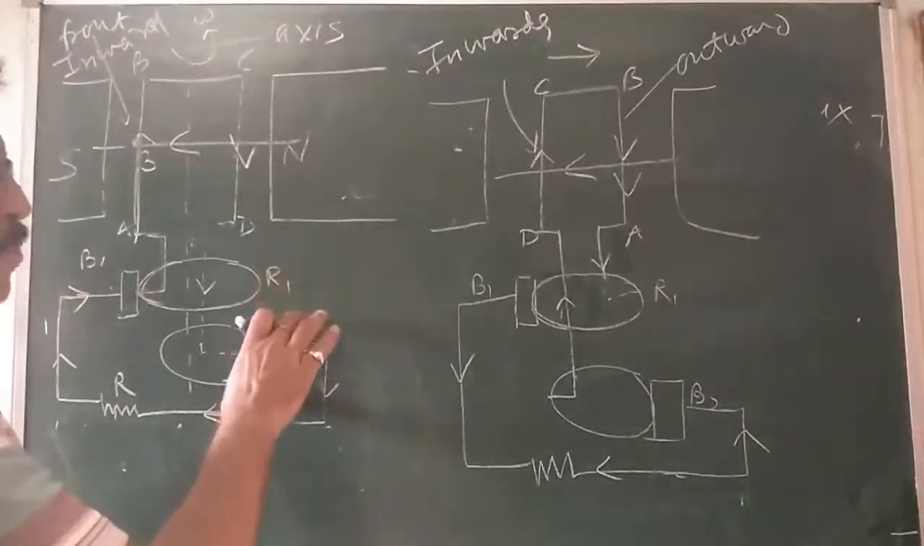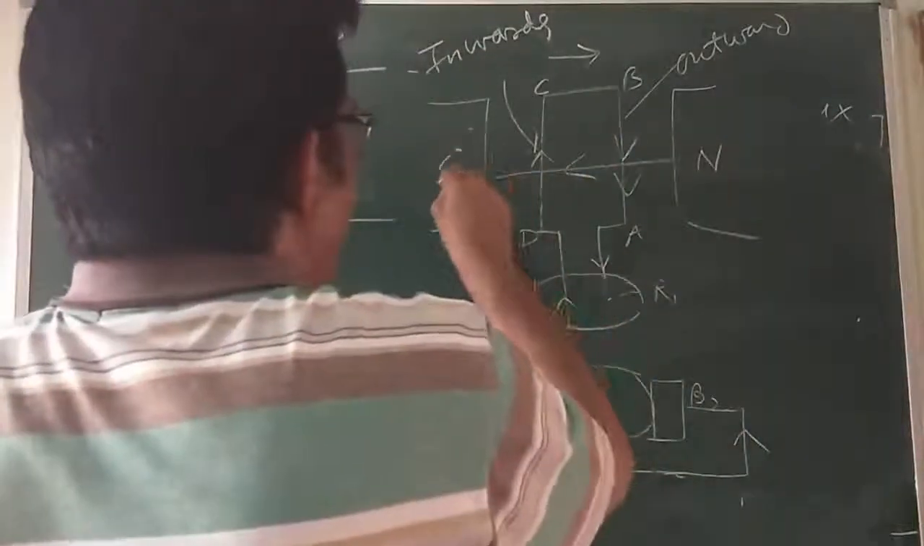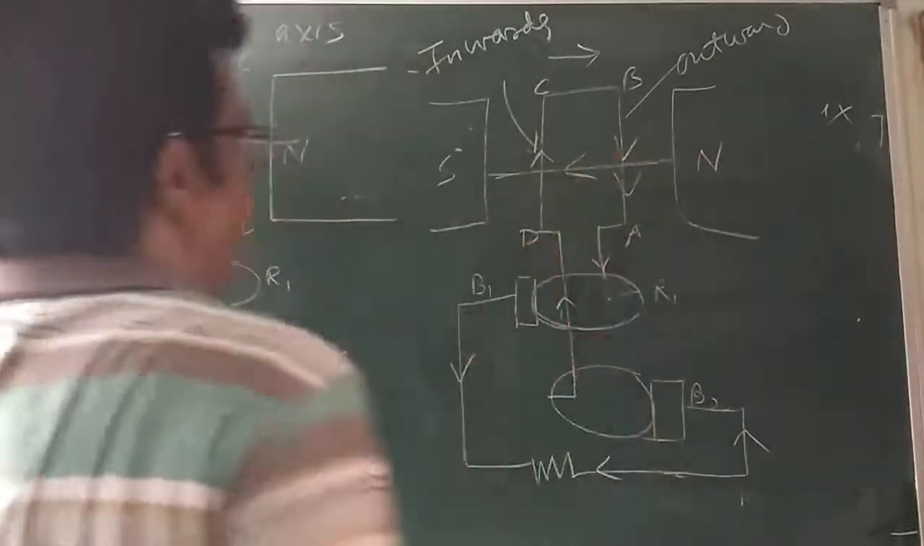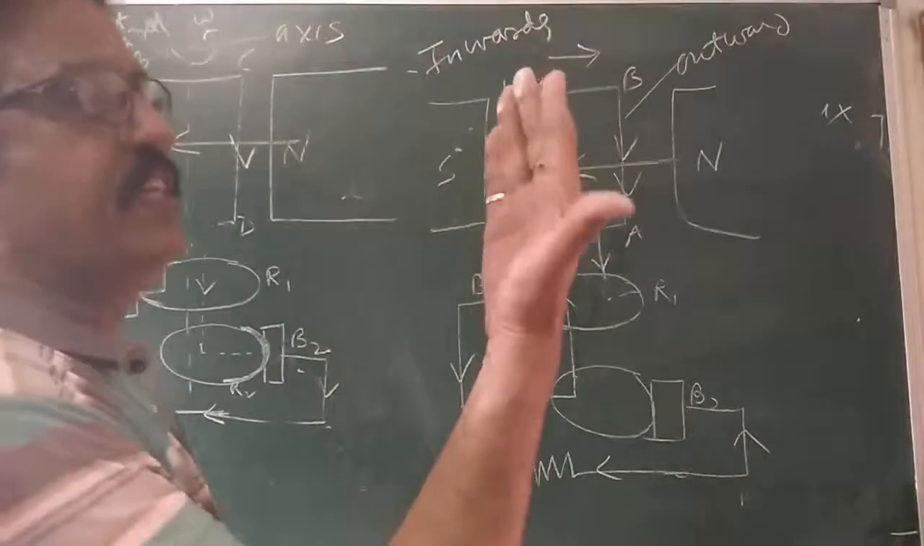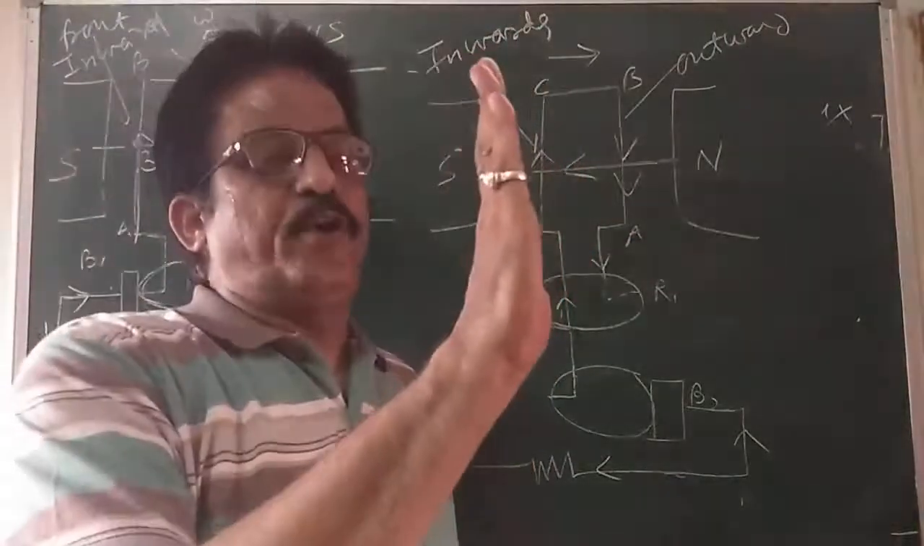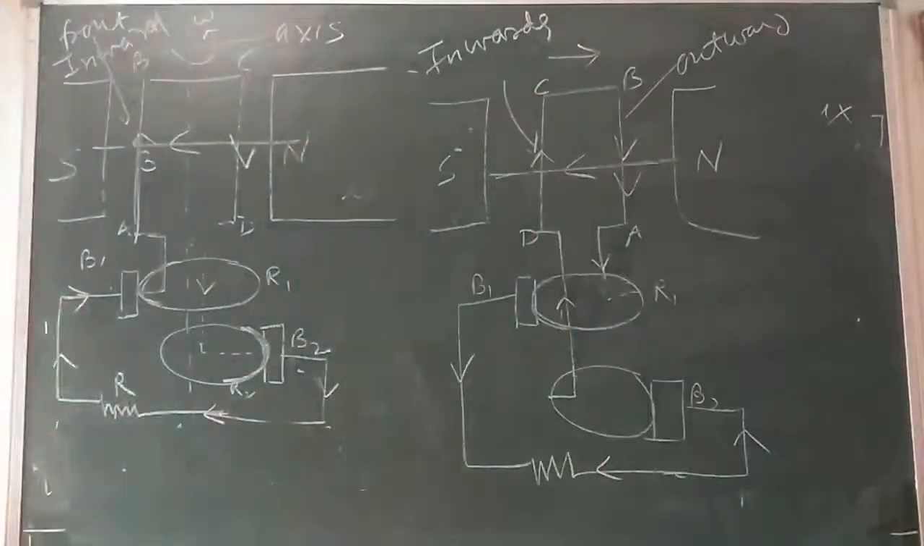Now this is the first half of the rotation, and during the second half of the rotation, here is the strong electromagnet. Magnetic field is like this. The coil rotates. Initially the position of the coil is something like this, then this, then this. In the second half of the rotation, what is going on?